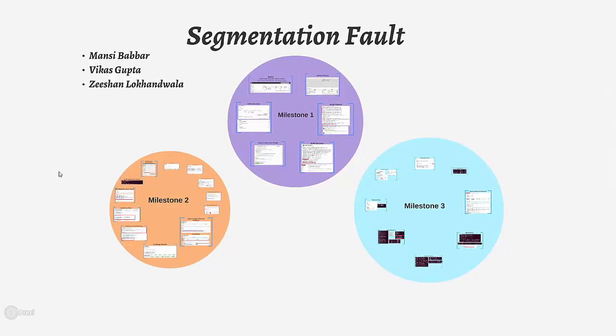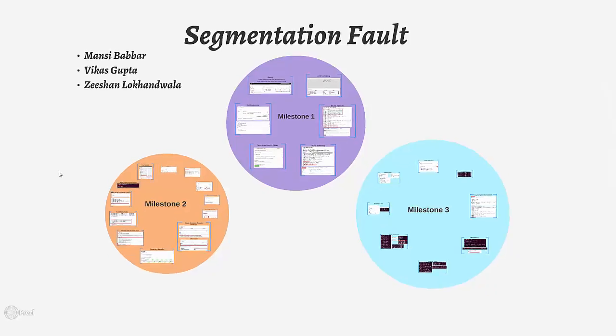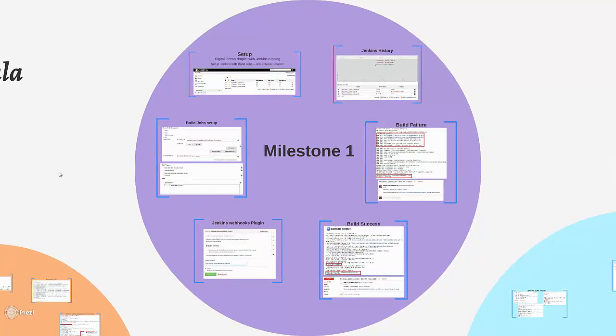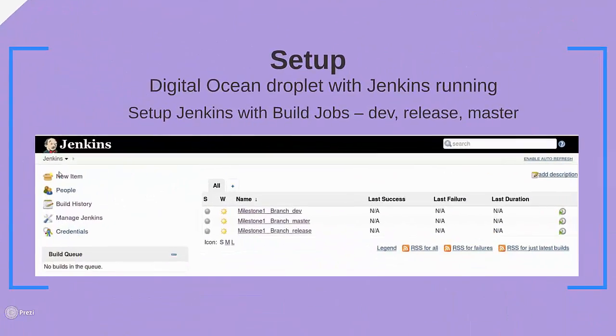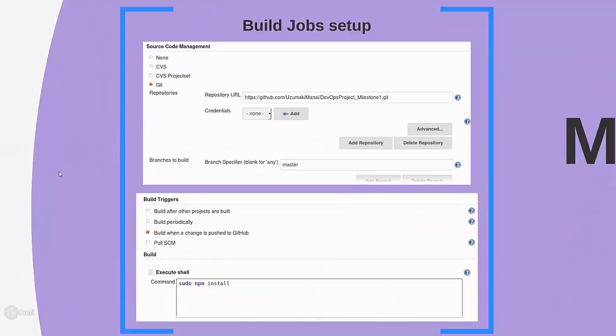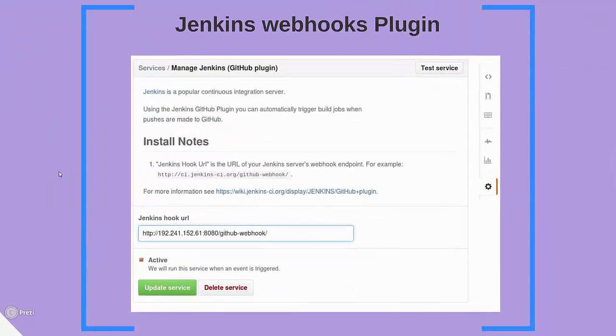For milestone 1 to 3, we are using a common setup which has Jenkins deployed on a DigitalOcean Droplet as a build server. For milestone 1, we have used a Node.js project as a Jenkins setup. It consists of 3 job items: dev, release, and master. These jobs are configured with a Git repository as the source code, and a build would be triggered when a change is pushed to GitHub. For the purpose of triggering the build, the GitHub repo is configured with a Jenkins webhook.